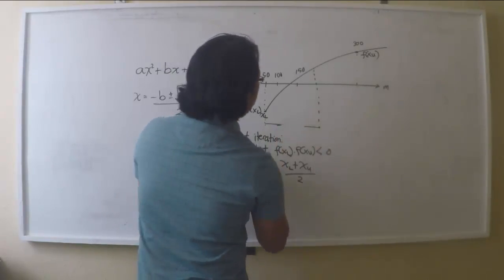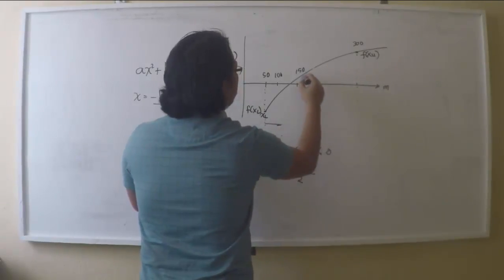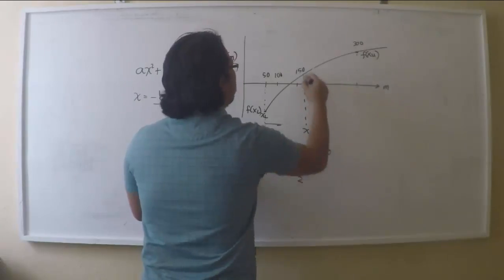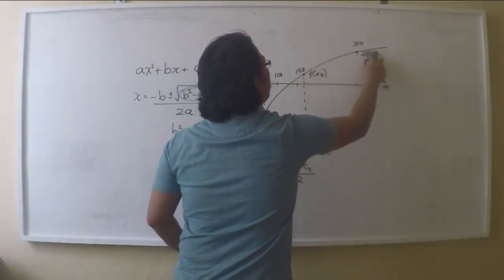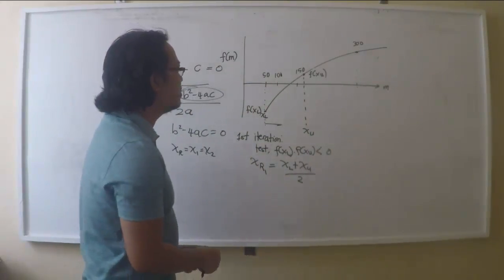Okay, so it's still not good. We will move on. Somewhere here, I will assume this is XU and this is f of XU. Just ignore this one for now because I just want to follow what's happening in the slide.